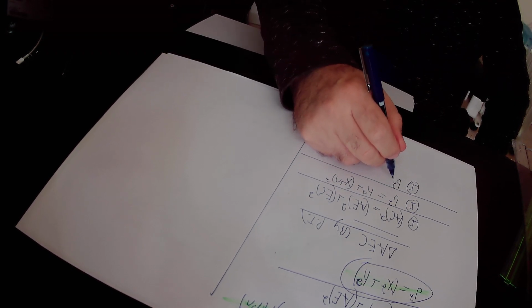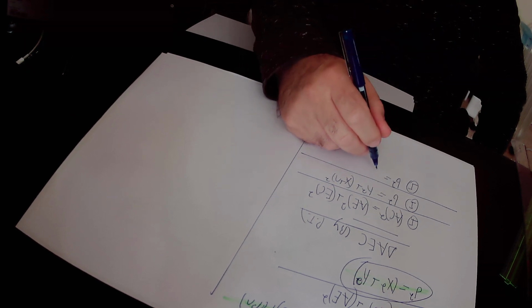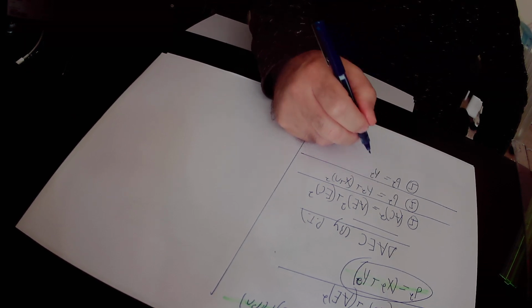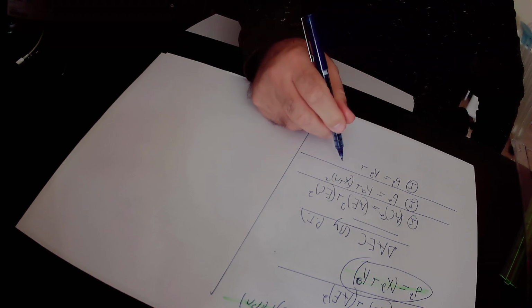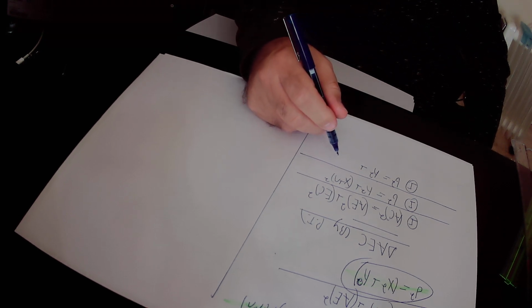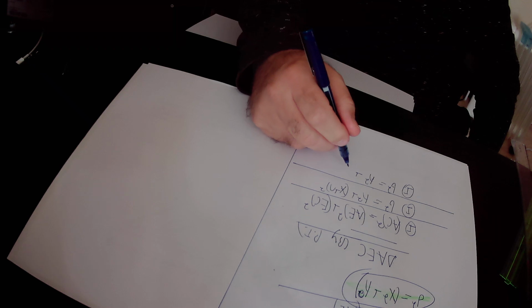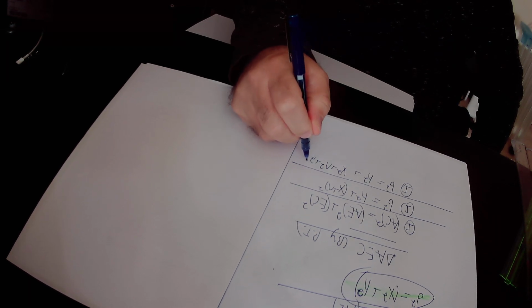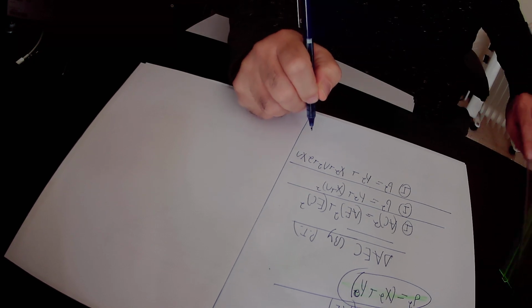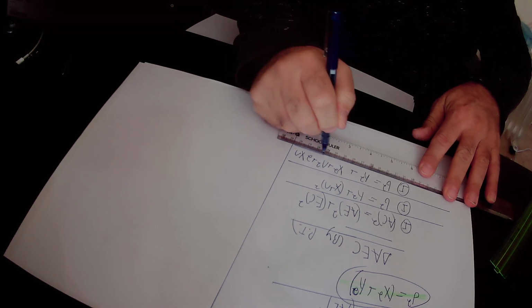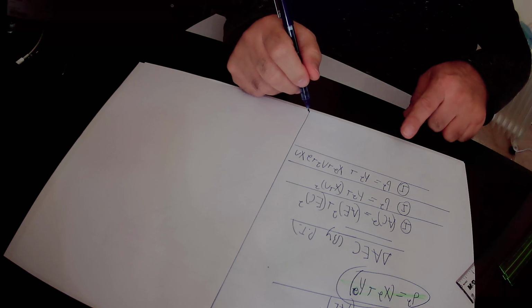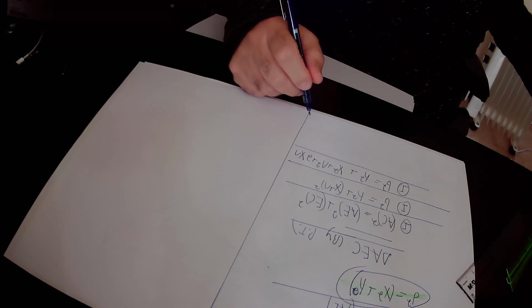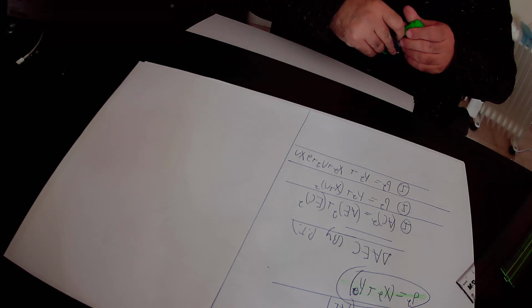and we will get that according to equation number 1, B squared equals H squared plus (X plus N) squared, which equals X squared plus N squared plus 2 times XN. So according to equation number 1, we found out that B squared equals H squared plus X squared plus N squared plus 2XN.